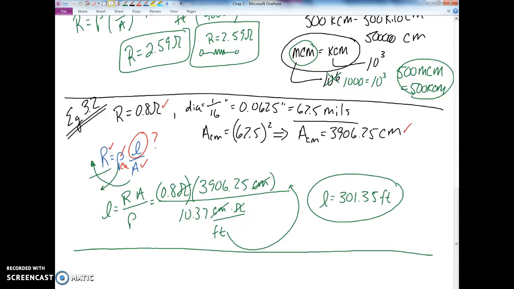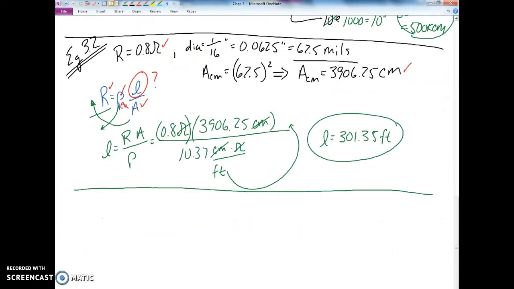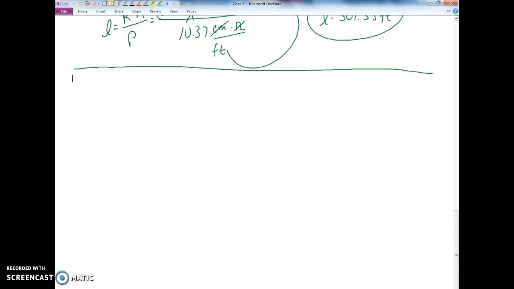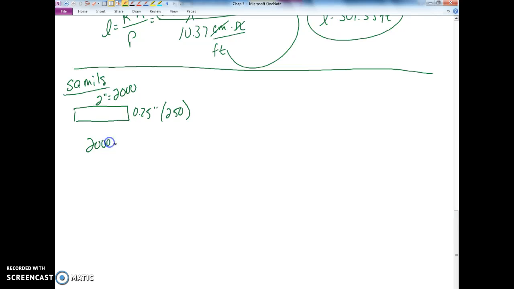Now, before we move on to example 3.3, we need to show a conversion between square mils, and hopefully square mils makes a lot of sense if we have something that is 1/4 inch by 2 inches. If we put those distances in mils, this would be 2,000. This would be 250. So 2,000 times 250.